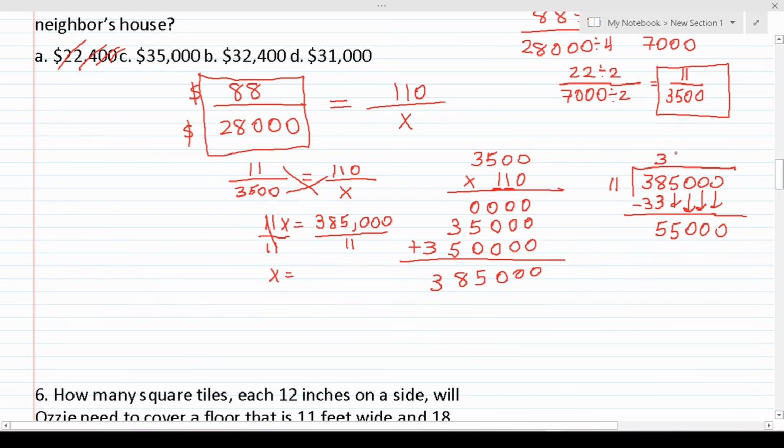11 goes into 55 5 times. Bring up these 3 corresponding zeros. 11 times 5,000 will give you 55,000. So we can see there's no remainder. Therefore, we know the answer is going to be $35,000, which is C.